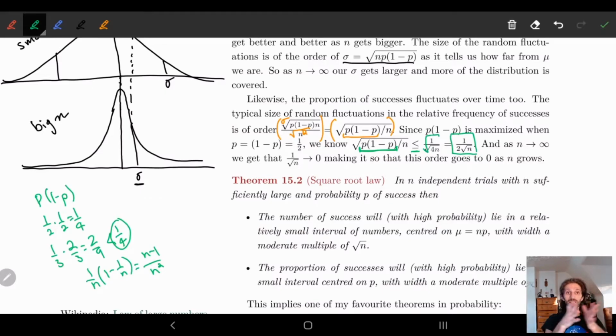So this is how our fluctuations are working. In other words, as our n gets bigger, this 1 over square root of n part is going to go to 0. This sigma is going to get smaller and smaller, going closer to nothingness. And this is exactly what the square root law is saying.